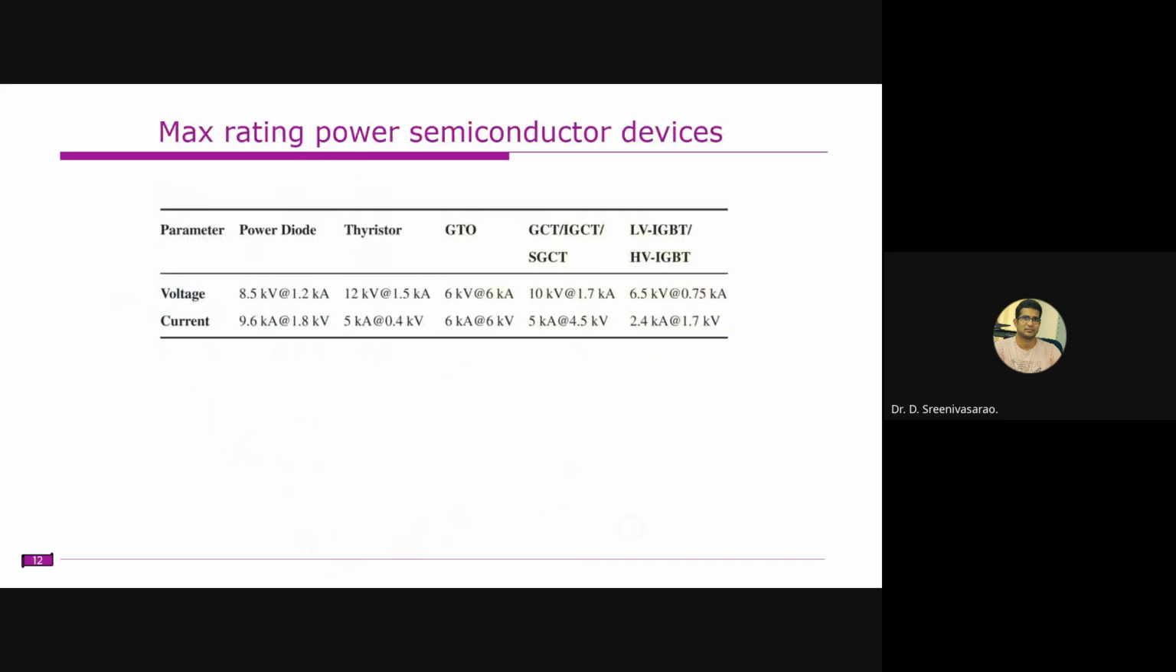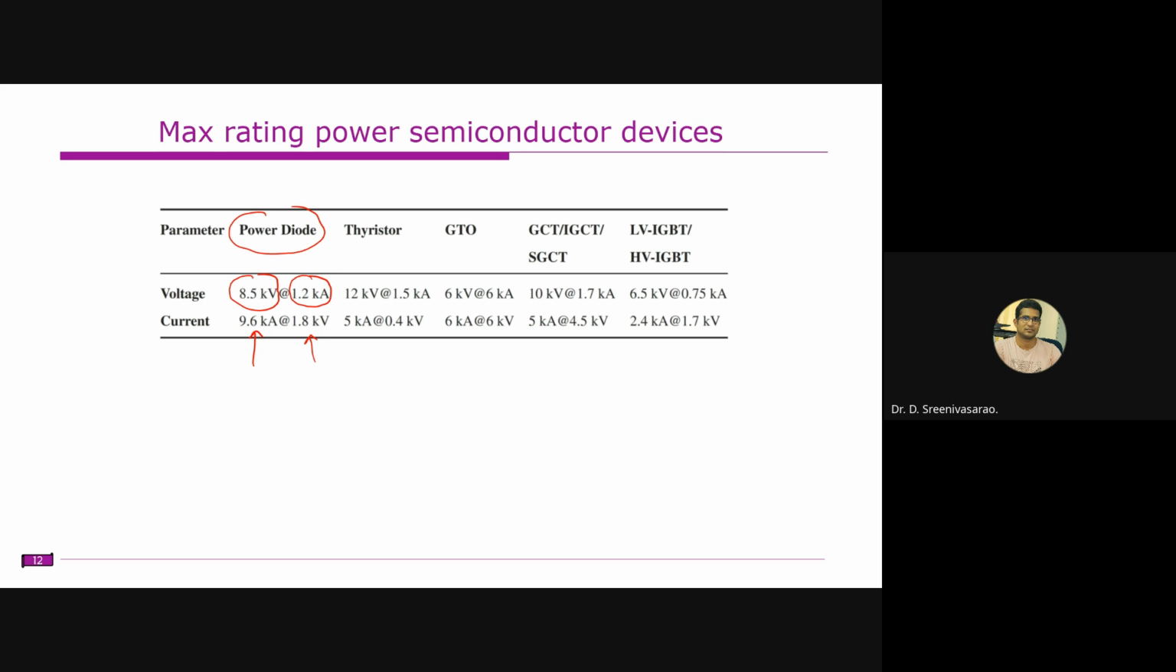So what are the device ratings available in the case of power diodes as of now? We have 8.5 kilovolt devices and also 9.6 kiloampere devices available. The reason for this current rating and voltage rating is that when device manufacturers fabricate the devices, they keep two things in mind: either increase the voltage rating of the device, or focus on the current rating. For example, this is an 8 kilovolt device, but the current rating is just 1200 amperes, whereas this one has a current rating of 9600 amperes, but the voltage rating is just 1800 volts. That's how they usually do it.